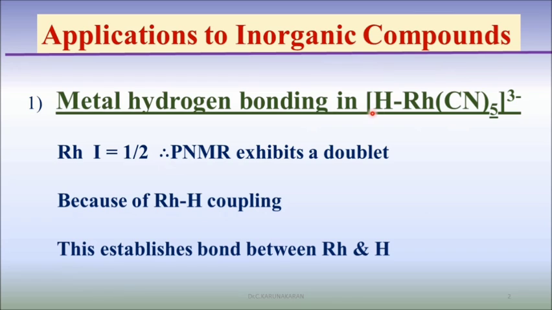Let us see quickly a few applications of NMR to inorganic compounds. One, metal hydrogen bonding in this complex molecule is established using proton NMR. The nuclear spin quantum number of the rhodium nucleus is 1 by 2. Therefore, proton NMR gives a doublet because of the direct bond coupling. This establishes a bond between rhodium and hydrogen.